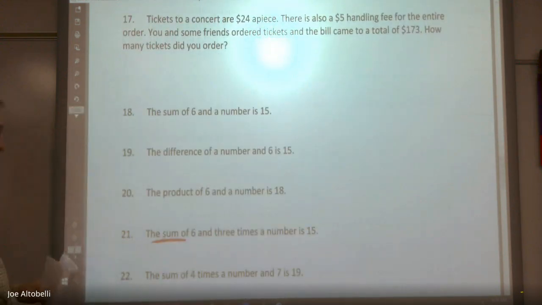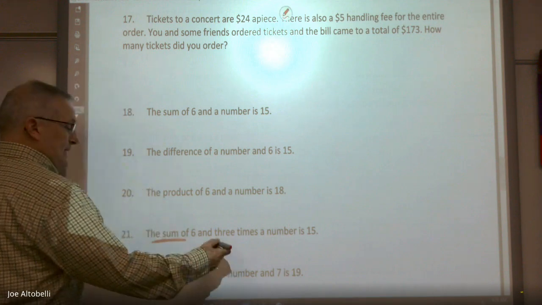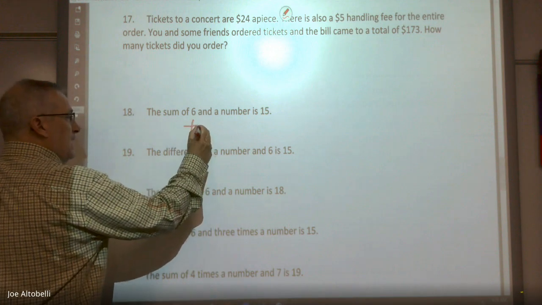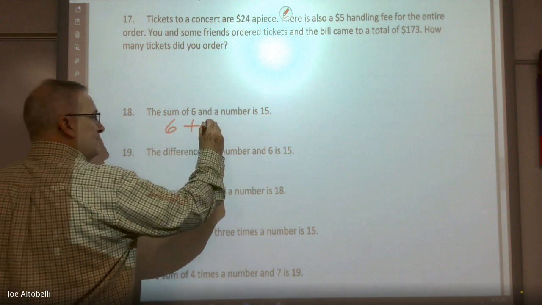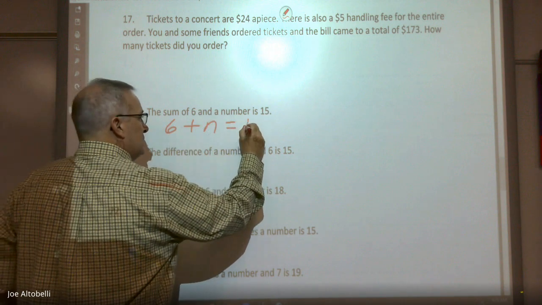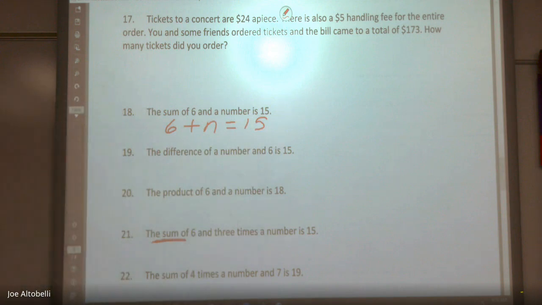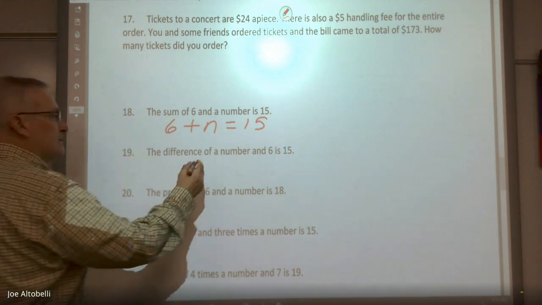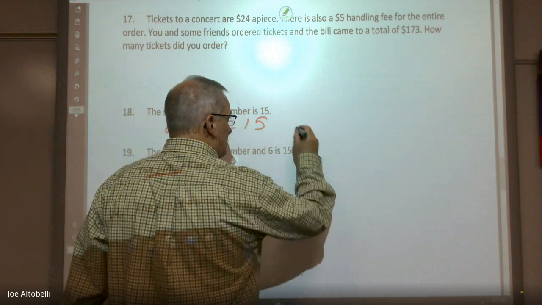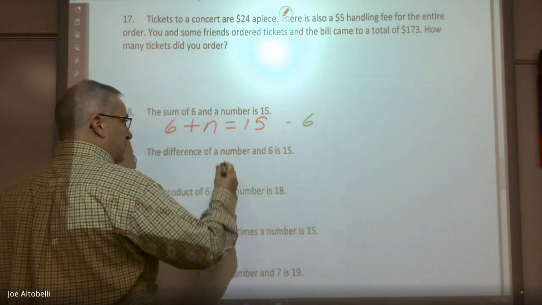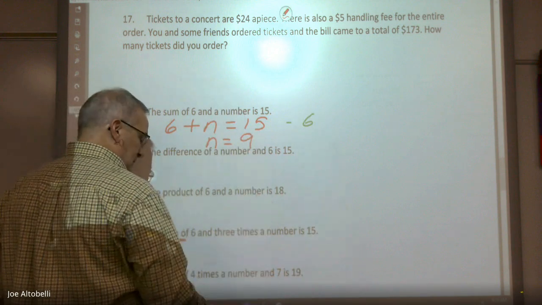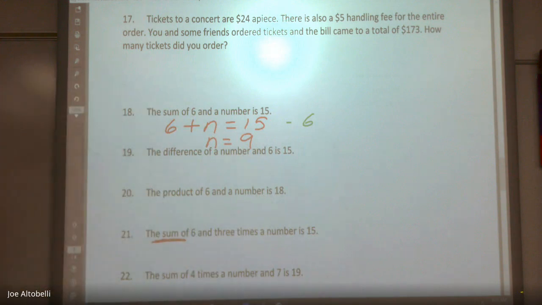All right, 18. The sum of 6 and a number is 15. We subtract the 6, and we get n equals 9. 1-step equation, just subtract the 6.